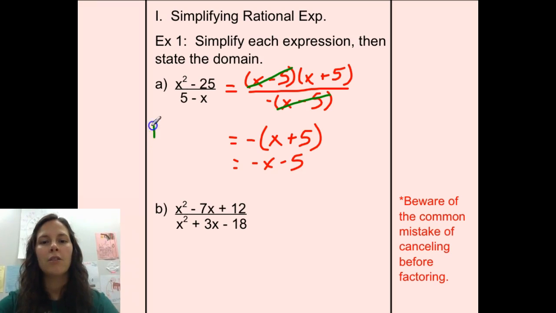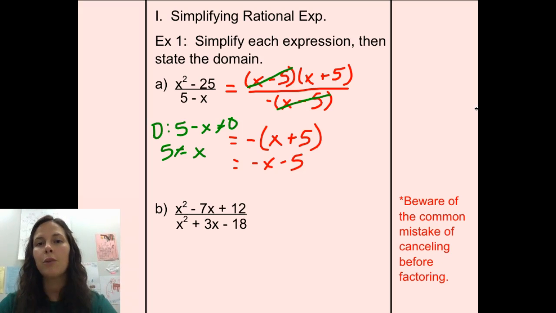Next, let's talk about our domain restrictions. Anything that makes the denominator 0 is a value that we cannot use for x. In this case, when I solve for x, I'm going to add x to both sides because my x was negative. So my domain restriction is x cannot equal 5. Any other value we can input into this function, including the simplified form. I still can't put 5 in my simplified version because it would have made my unsimplified version undefined.